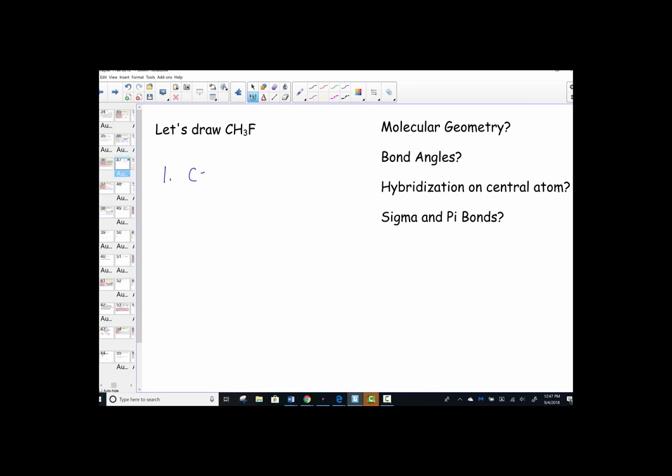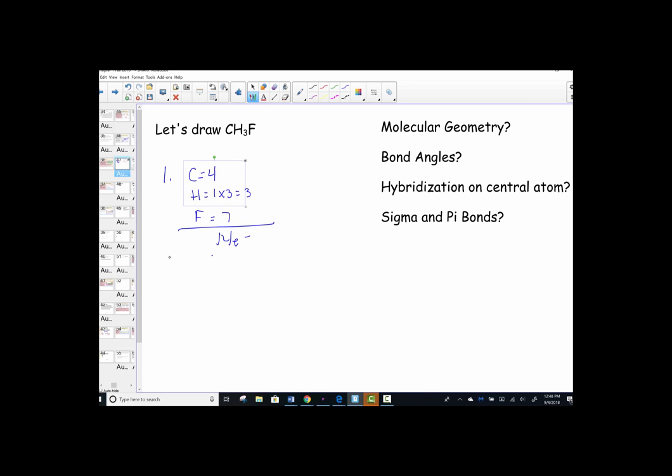Carbon lives in group 4, it has 4 valence electrons. Hydrogen lives in group 1, it has 1 valence electron. But I see 3 of them total in that compound, so it's going to contribute 3 overall. We have fluorine, who lives in group 7, and it will contribute 7 overall electrons. So together we have 4 plus 3 plus 7, there's 14 electrons in our structure. We have 14 dots to place, no more, no less.